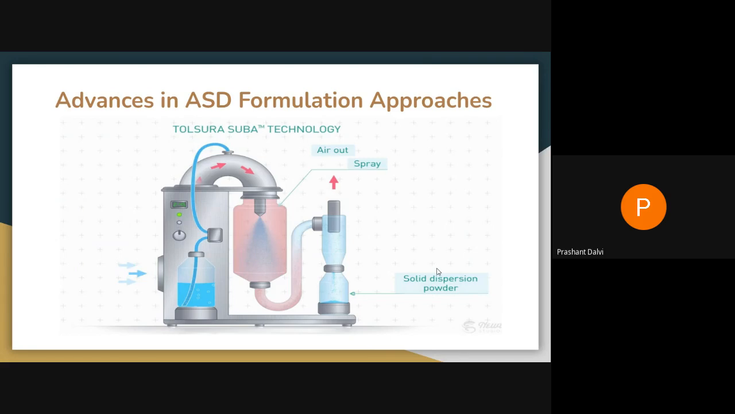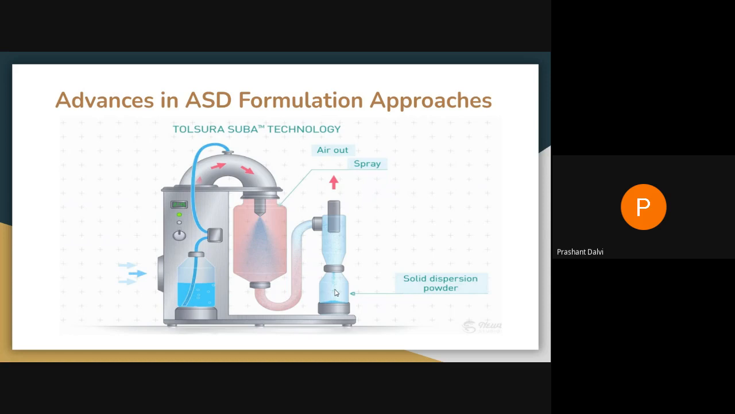Technique is very simple. It is just mixing of the API and polymers. It may be hydrophilic or lipophilic polymers, you can select. Mix, dissolve into common solvents, then atomize into fine droplets. Same mechanism here: penetration followed by evaporation by the hot gas, and then fine nano-sized particles you can separate and collect in cyclone separators.